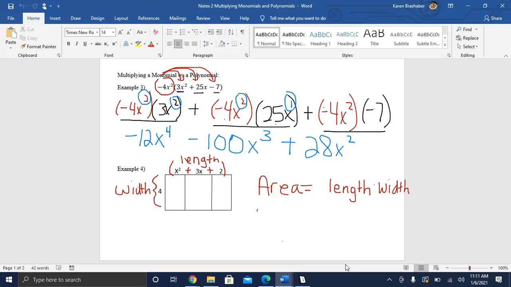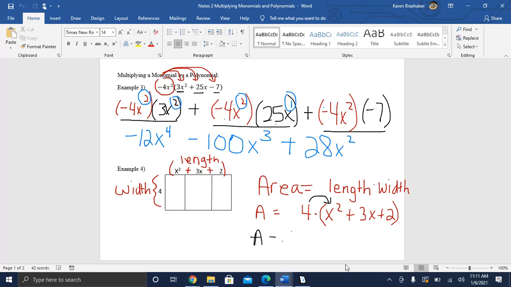Now, typically, and I'm going to use just an A for area, since our length is a polynomial, I'm actually going to write it in parentheses x squared plus 3x plus 2. And our width, I'm going to write as the 4. And I could put it behind right here, but because I think it's a little easier to work with in front, I'm going to put it in the front. And now we're distributing. So we're taking 4 times x squared.